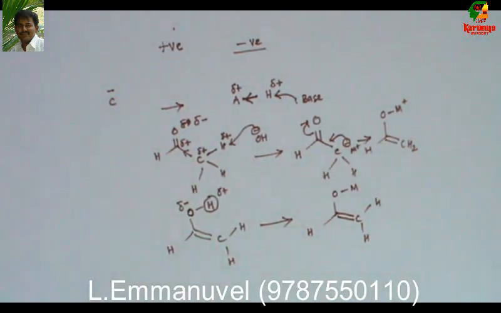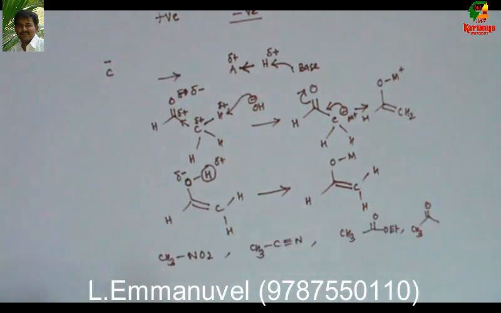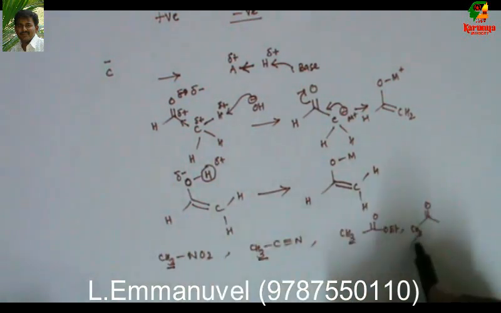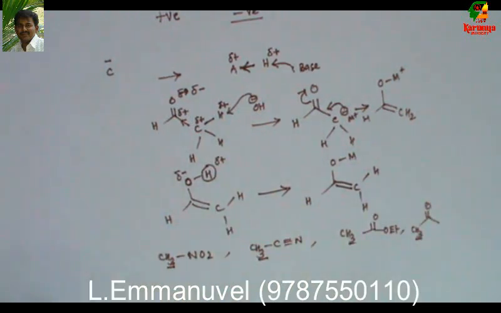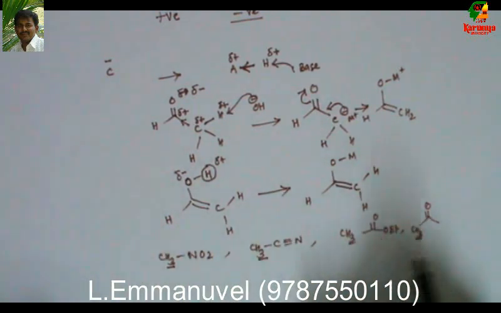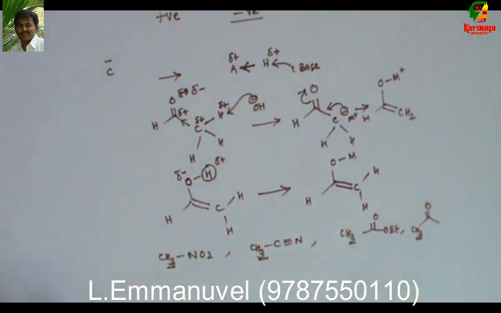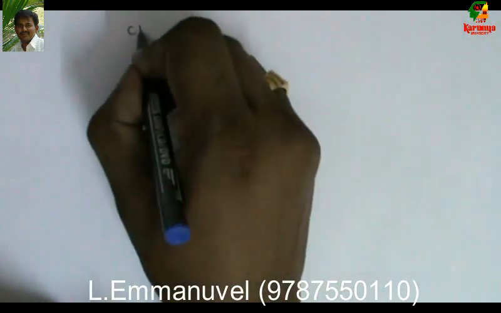I can explain in this way also. For the same reason, this hydrogen can be taken by a base to give the corresponding carbanion. So if there is an electron withdrawing group like nitro, nitrile, ester, aldehyde, ketone, then the alpha carbon is somewhat acidic and can be taken by a base to get the corresponding carbanion. We can also get carbanion from alkyl halide.